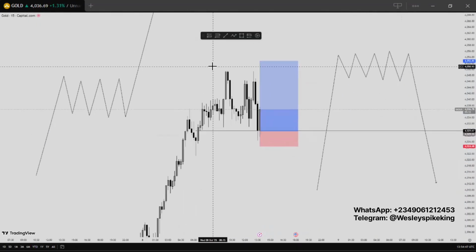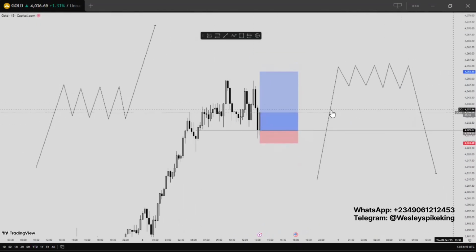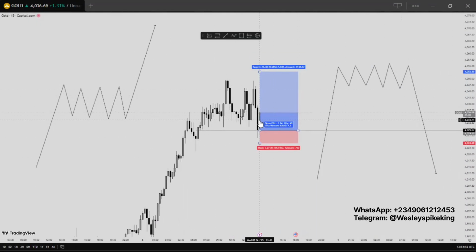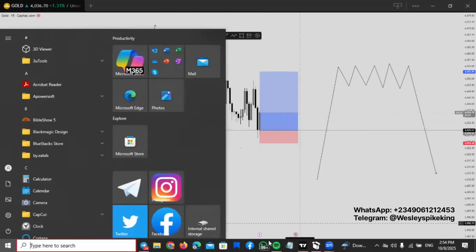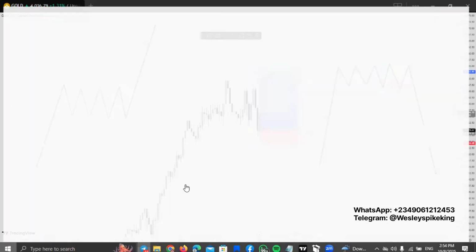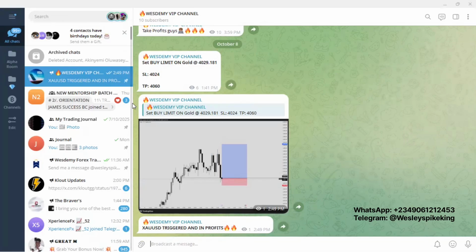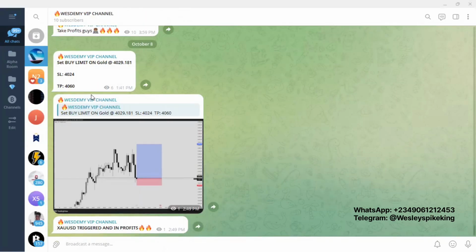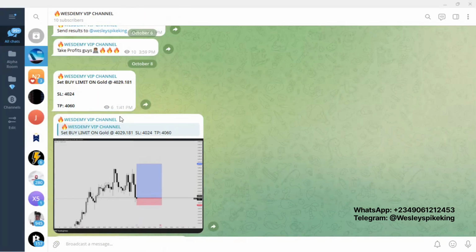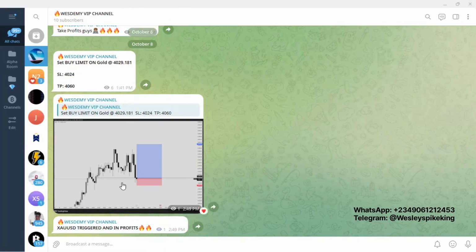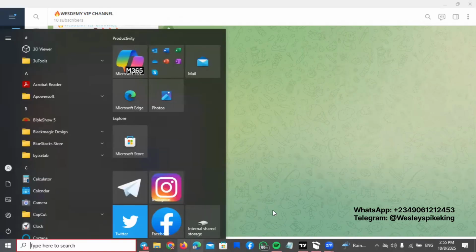Just before that, I'm currently on this XAU buy, and this analysis, or rather this signal, was also sent to my VIP group. You can see it. I told them to set the buy limit on gold. This was the setup, and currently we are triggered, and we are in profit as I speak. Let's see how this trade goes.